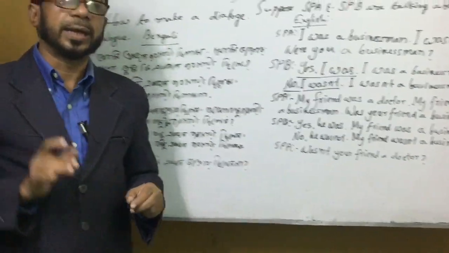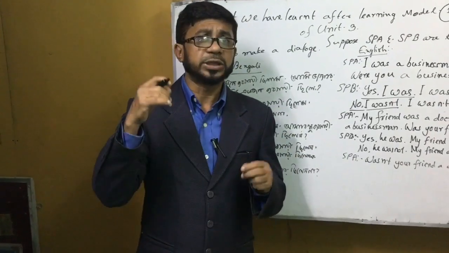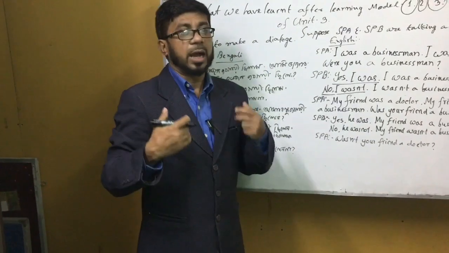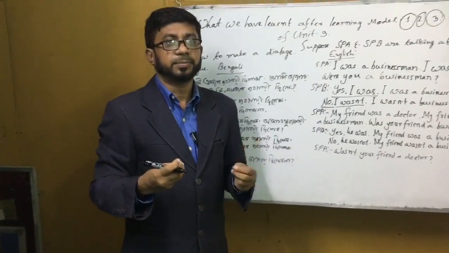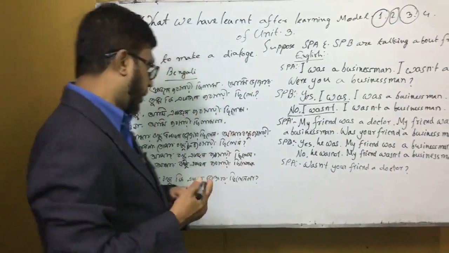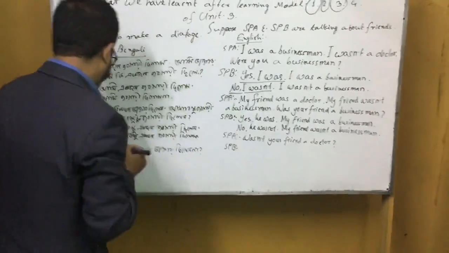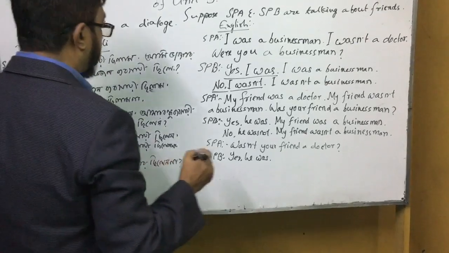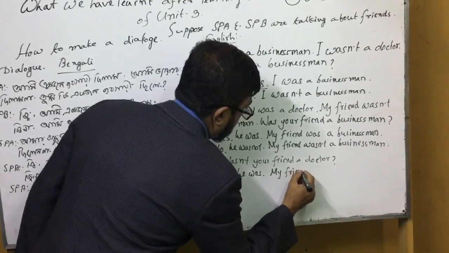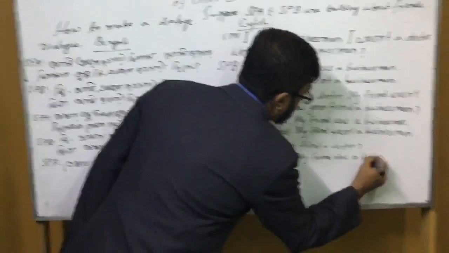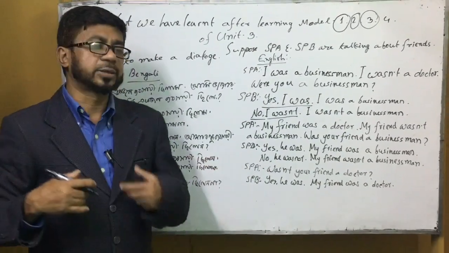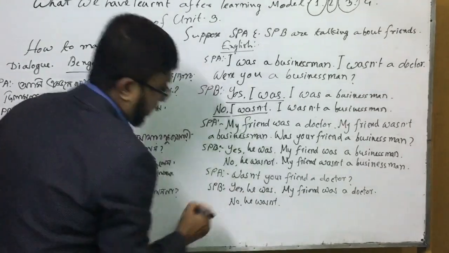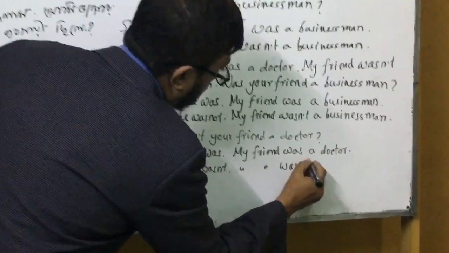Now, speaker A has asked a question to know about speaker B's friend. Speaker B must answer the question of speaker A. So let's learn how to answer affirmative and negative questions, that is, formal and informal answers. Okay. Speaker B is saying, yes, he was. My friend was a doctor. If the answer is negative, then what will you say? He will say, no, he wasn't. My friend wasn't a doctor.